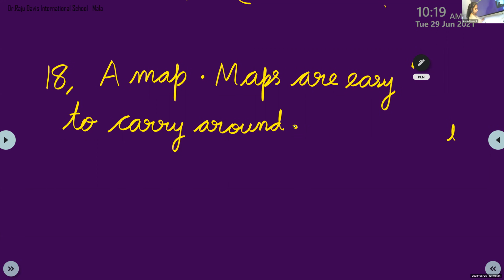Yeah, definitely. While visiting a new place, what does a traveler use? A map or a globe? A map. You can elaborate the sentence like this. You can write, while visiting a place, a traveler uses a map. You can write like that. And you can write, because maps are easy to carry around.